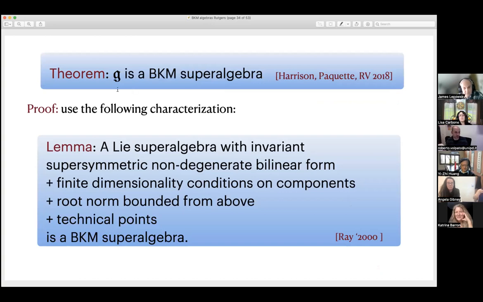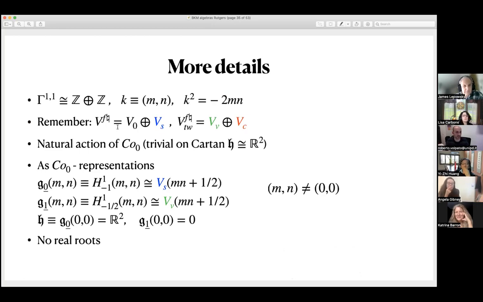So what you can prove is that this is really a Borcherds-Kac-Moody superalgebra, and what we use is just a variation on a theorem, a characterization of Borcherds-Kac-Moody algebras, which was given by Borcherds but adapted for superalgebras. So what we just did is a checklist to see that the hypotheses in this lemma were satisfied. So let me give you a bit more details about this algebra.